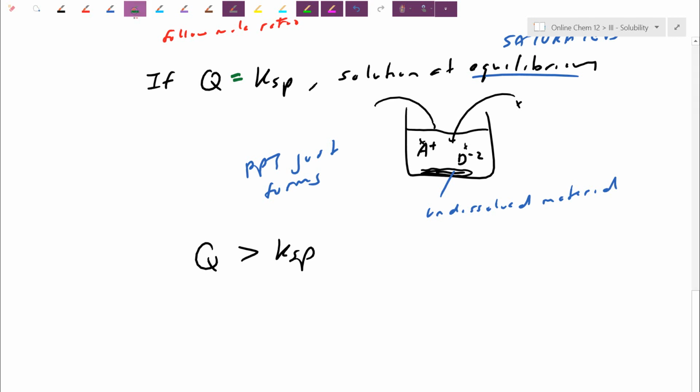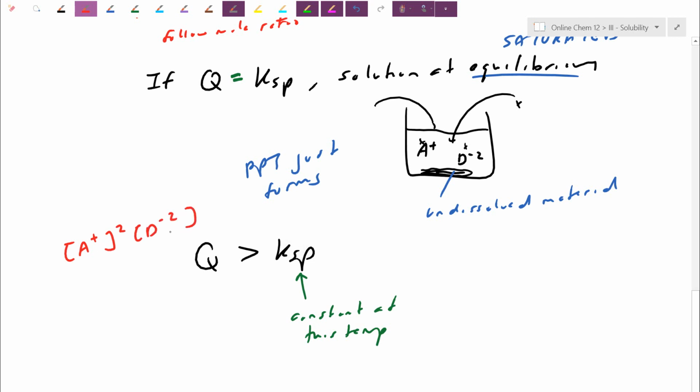KSP is a constant at this temperature, so it is a number that is not going to change. I just test my values. Right now I take my A plus, square it, and multiply by the D minus, and I end up realizing my values multiplied are too big for KSP. So it's the same thing as happened in chapter 2. The Q needs to start getting smaller and smaller until it lines up with KSP. Le Chatelier says the system will naturally approach equilibrium.